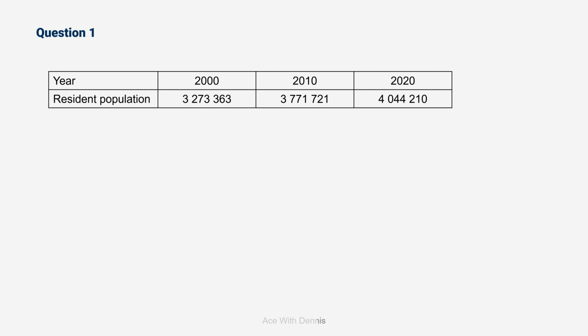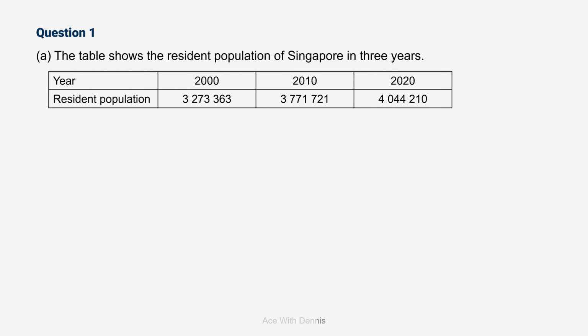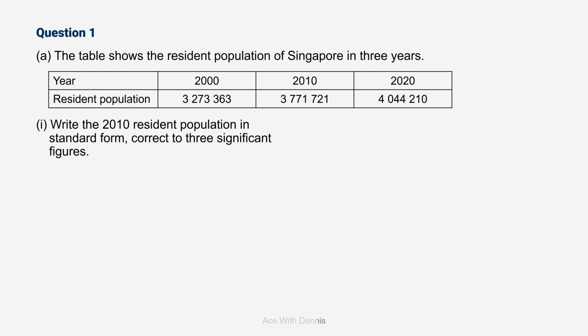Question 1. Given this table. A. The table shows the resident population of Singapore in 3 years. 1. Write the 2010 resident population in standard form, correct to 3 significant figures. 1 mark. So this is the resident population in the year 2010. And if we want to write in standard form, correct to 3 significant figures, it will be 3.77 times 10 to the power of 6.